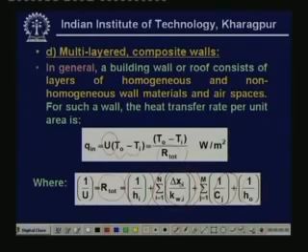So if you know the individual resistances, or if you know the properties of the individual materials, then you can calculate the individual resistance, and from the individual resistances you can calculate the total resistance, and from the total resistance you can calculate the overall heat transfer coefficient, and from the overall heat transfer coefficient and temperature difference you can find out what is the steady state heat transfer rate through a multi-layered or composite wall.